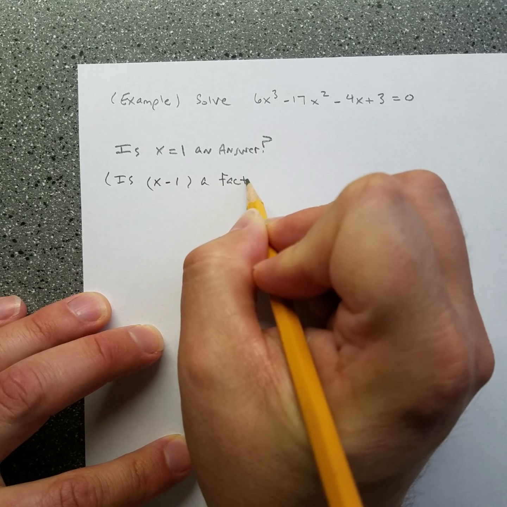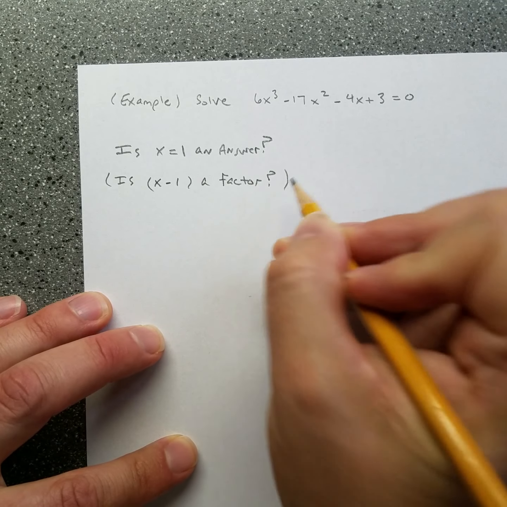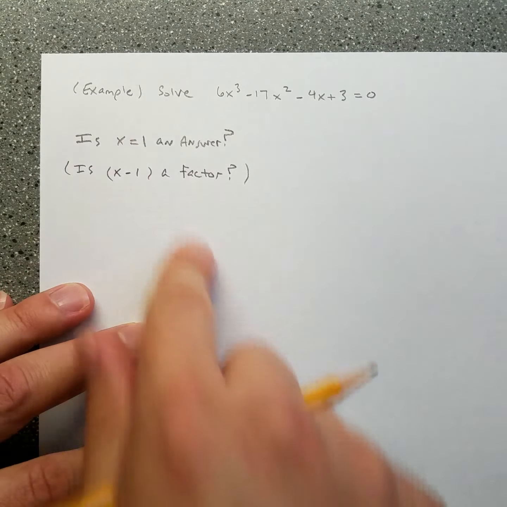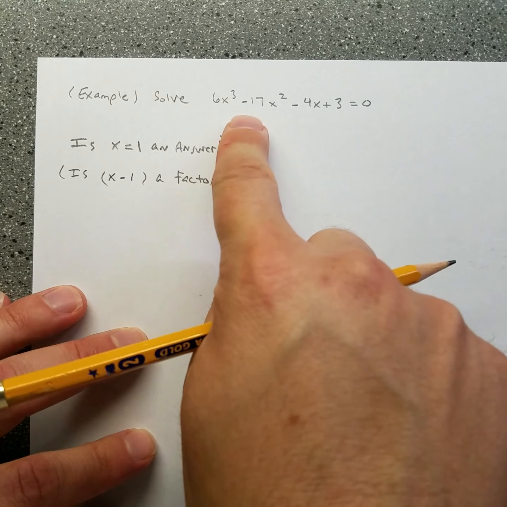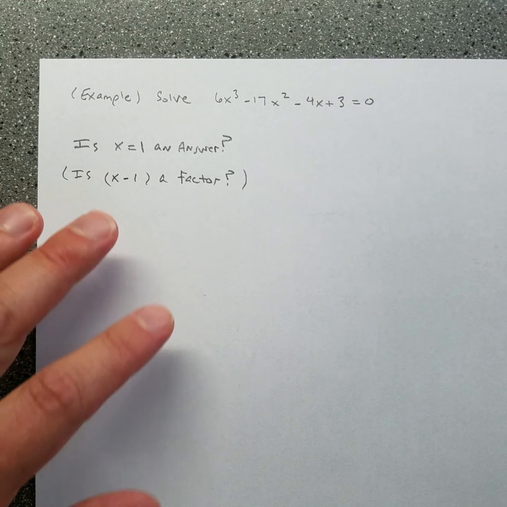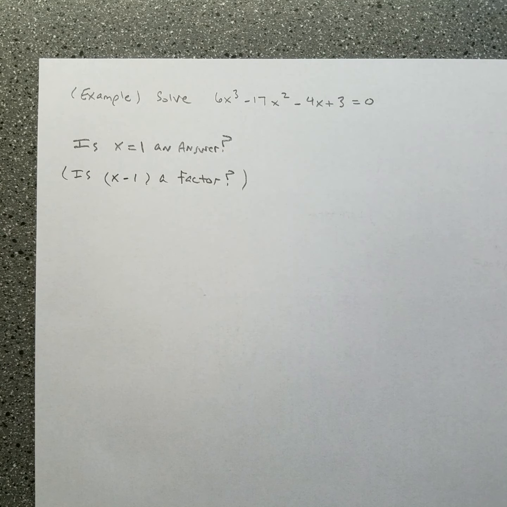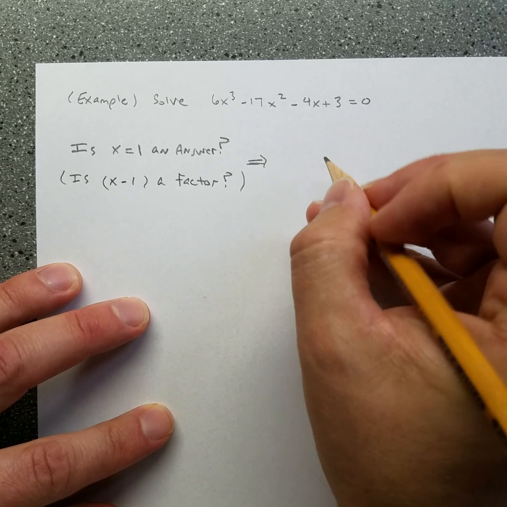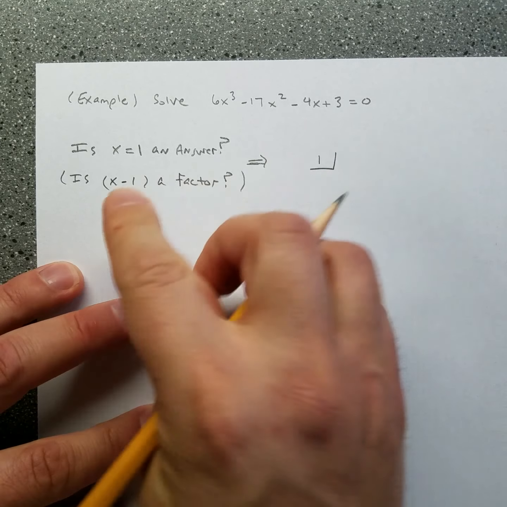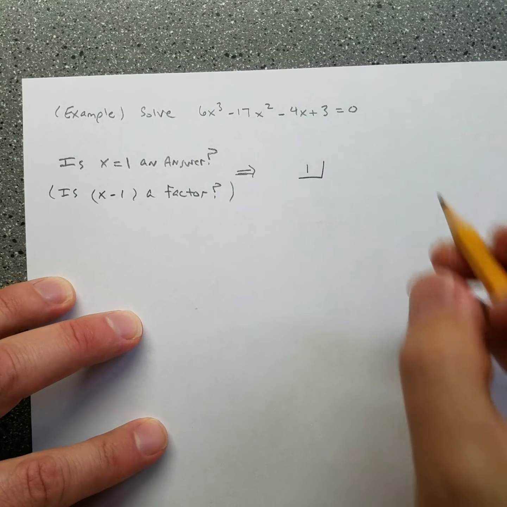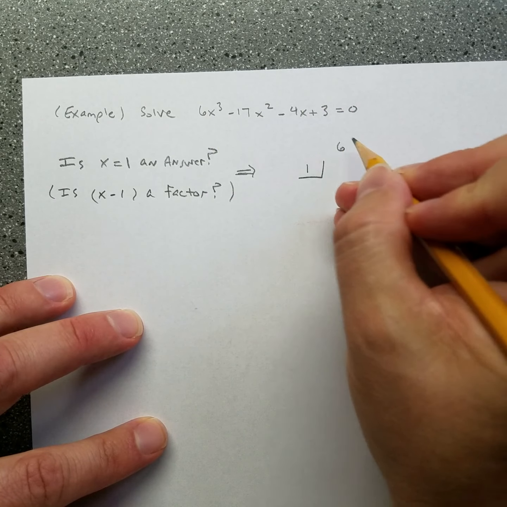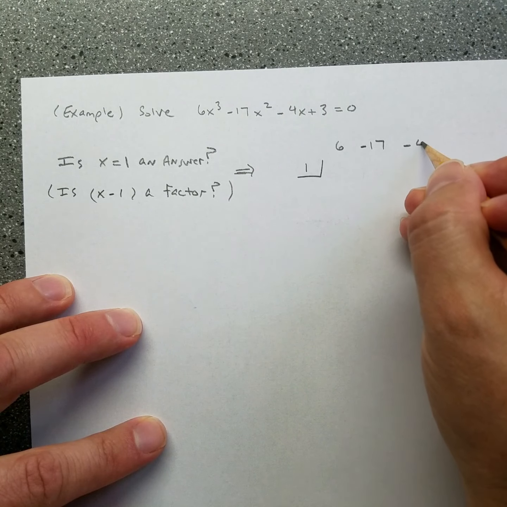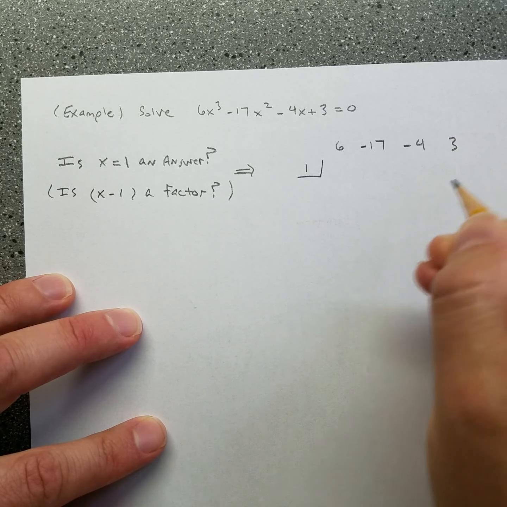Because remember, when we have these types of equations, answers and factors are just two sides of the same coin. How would you tell if x minus 1 was a factor of that? Well, you'd divide it and there'd be no remainder. Okay? So to answer this question, I'm going to set up that I'm dividing by x minus 1 into 6x³ minus 17x² minus 4x plus 3.